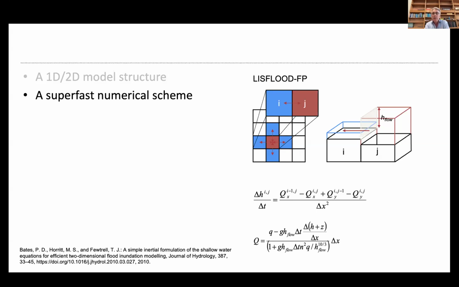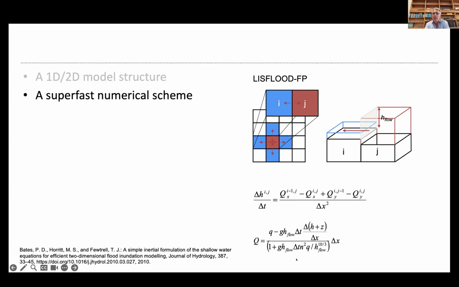So this is the one we use. It's called LISFLOOD-FP. It solves the local inertial form of the shallow water equations. I'm not going to go into the maths, but basically what it's doing is moving blobs of water around on a grid according to laws of mass and momentum conservation. That's typical of all hydraulic models, but the key thing here is that this lower equation, which calculates the flux from one cell to the next, is really cheap to solve on a computer.